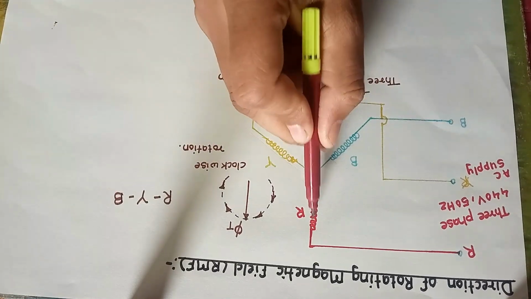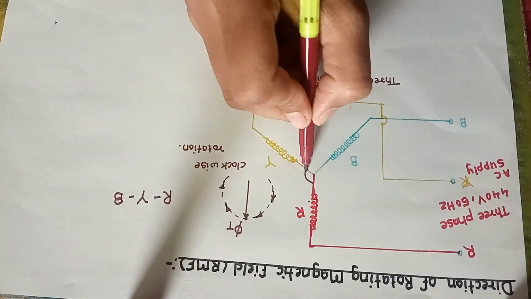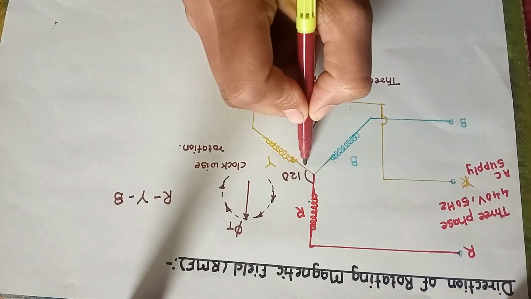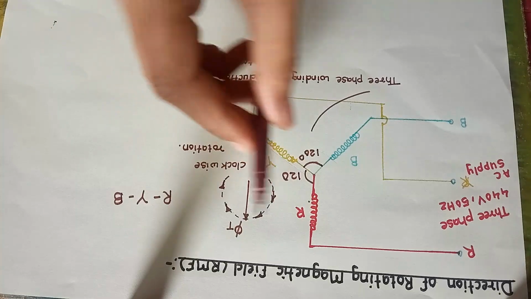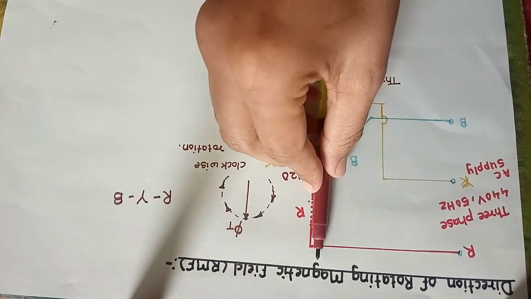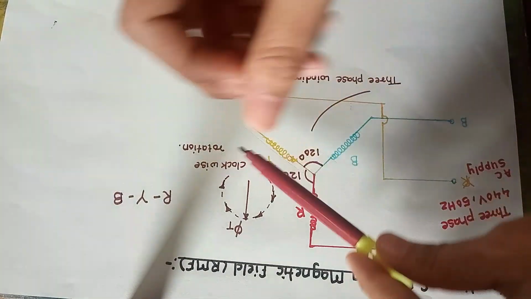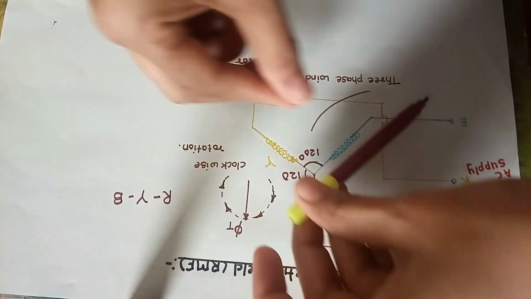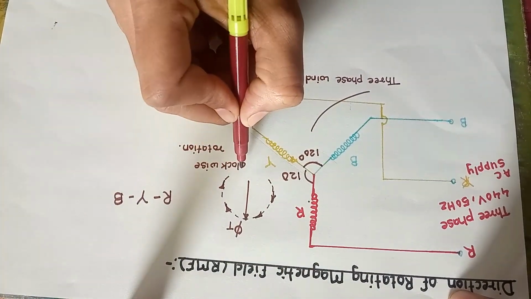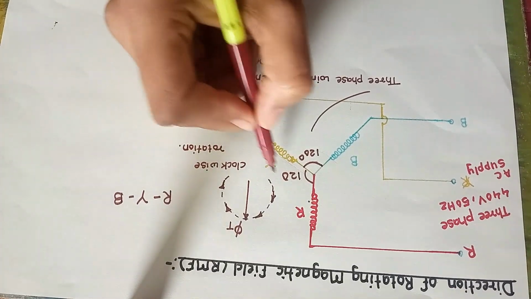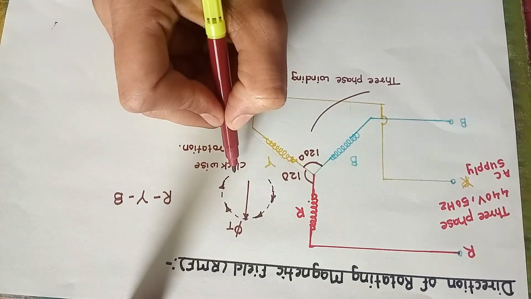Okay, so R phase is leading Y phase by 120 degrees and Y phase is leading B phase by 120 degrees. So the axis of phi t will move from R phase to Y phase and Y phase to B phase. So in this manner, in a clockwise manner. Okay, so this will be the direction of rotating magnetic field.